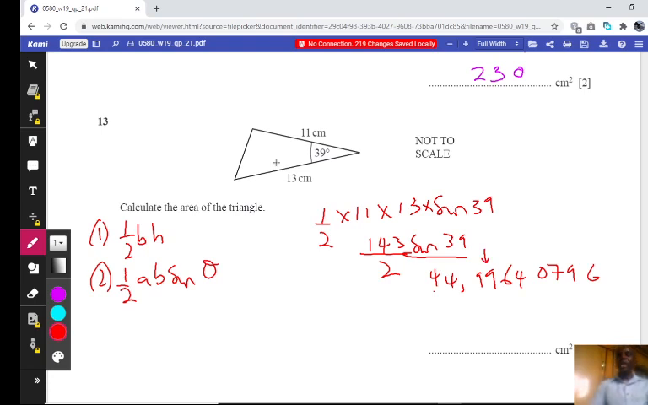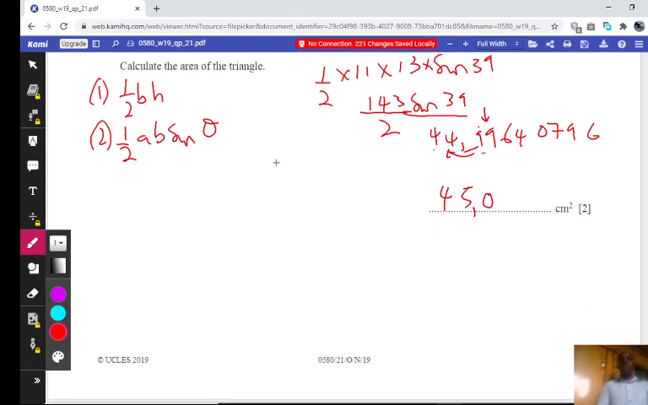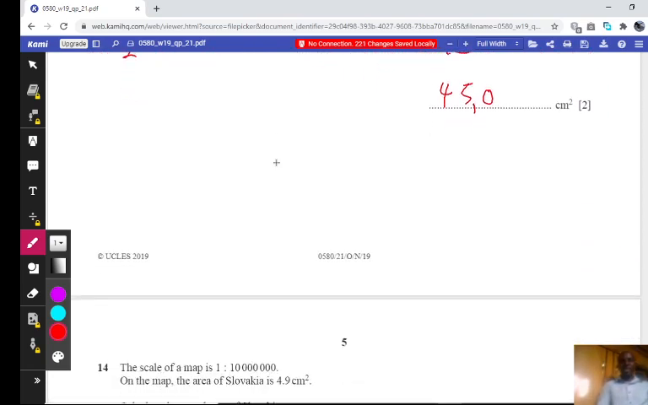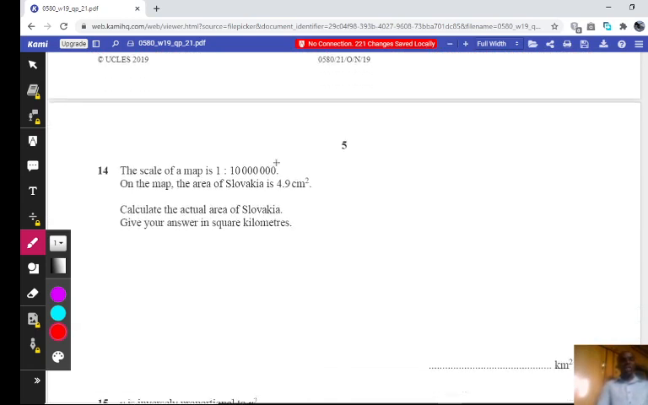So you're supposed to add 1 to this 9 here. But if you add 1 here, it will be 10. So it will be 0 here. Then that 1 you have to add to this 4, so it will be 5. So it's 45.0 square centimeters. That's the area of this triangle.